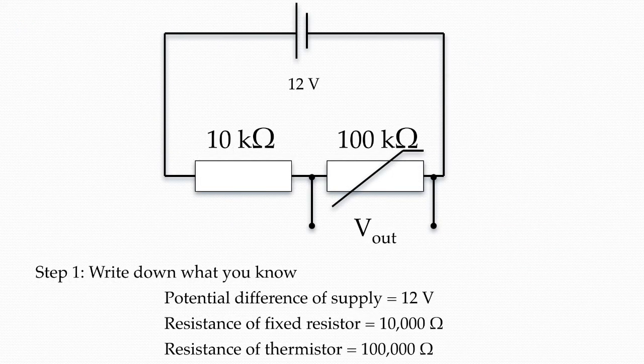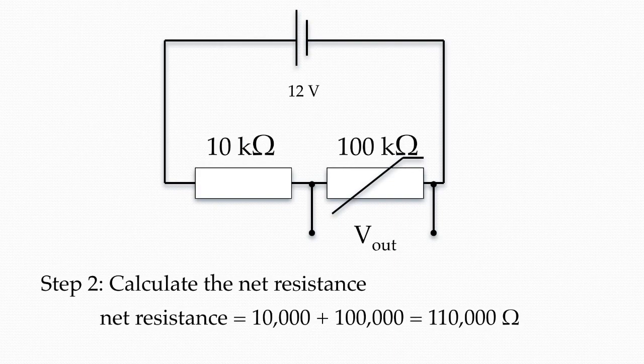The first step is to write down what we know. The potential difference across the power supply is 12 volts. The resistance of the fixed resistor is 10 kilo ohms or 10,000 ohms, and the resistance of the thermistor is 100 kilo ohms or 100,000 ohms.